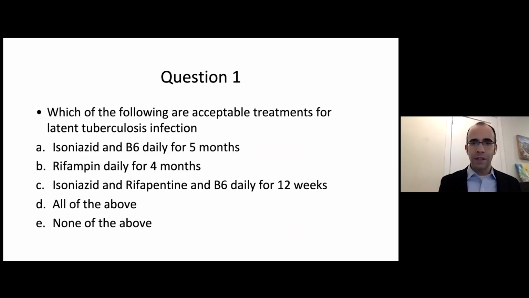So now I'll finish with a couple questions. First, which of the following are acceptable treatments for latent TB infection? So either isoniazid and B6 for 5 months daily, rifampin daily for 4 months, isoniazid and rifapentine with B6 daily for 12 weeks, all or none of the above.